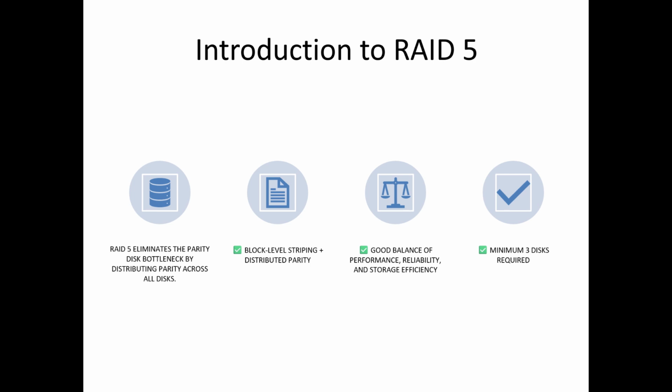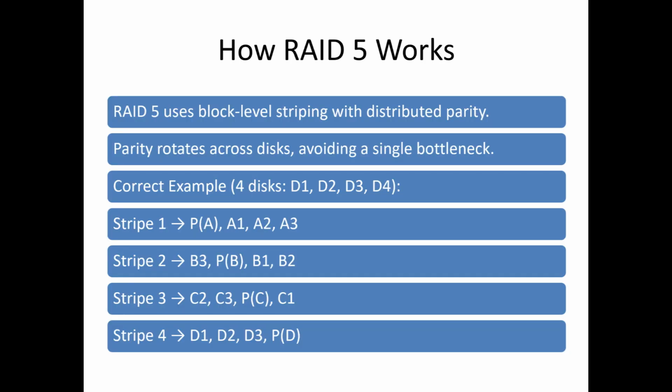Today, we will see how RAID 5 stores data, how distributed parity works for RAID 5, the performance characteristics of RAID 5, and why RAID 5 became so widely used. So let's see how RAID 5 works. RAID 5 uses block level striping like RAID 4, but instead of a single parity disk, it distributes parity across all disks. Let's take an example. Say we have three data disks and one parity disk. Let's see how it works in case of RAID 5.